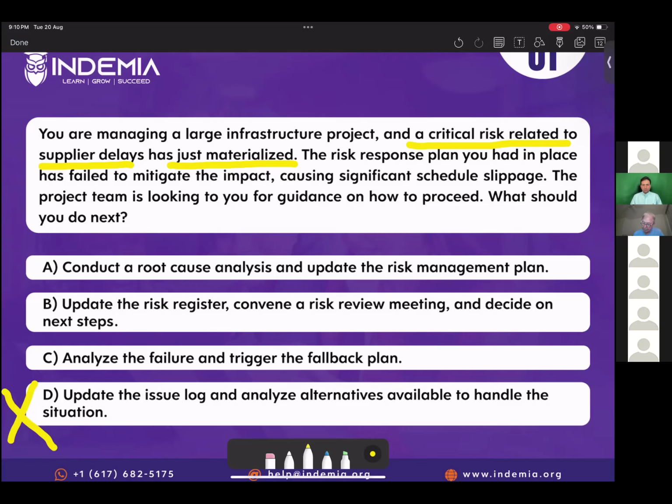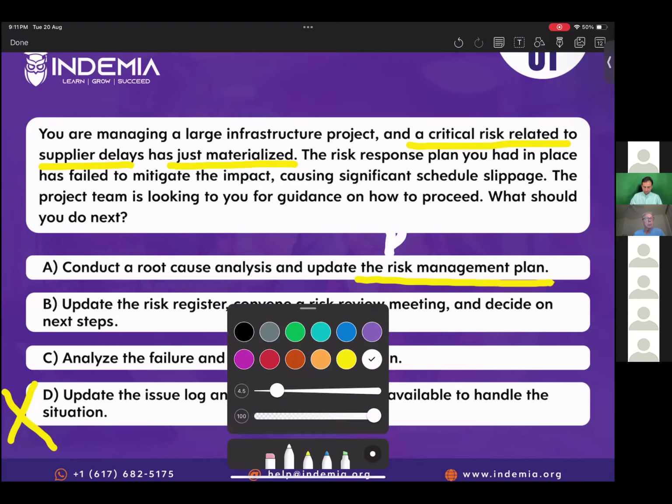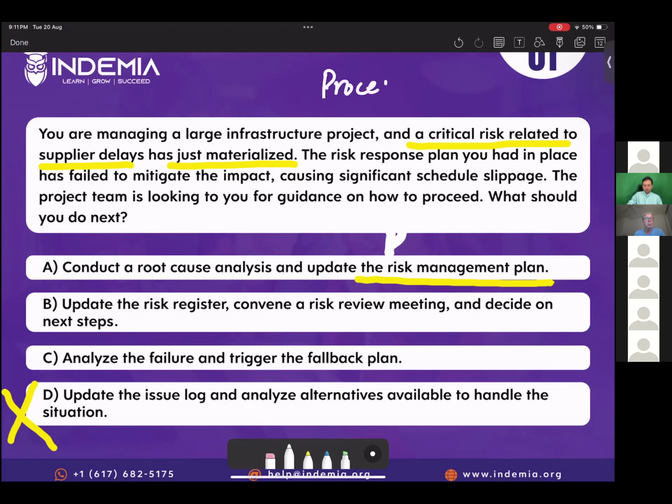It says the risk response plan you had in place has failed to mitigate the impact, causing significant schedule slippage. The project team is looking for your guidance on what you should do next. Now, option A, conduct a root cause analysis and update the risk management plan. Now, what is the risk management plan? Risk management plan is a collection of policies and procedures, right? So what's the point of updating processes and policies? There is nothing wrong with the process. You understand, everybody? So no need to update processes and policies. So we can easily eliminate option A as well, right?